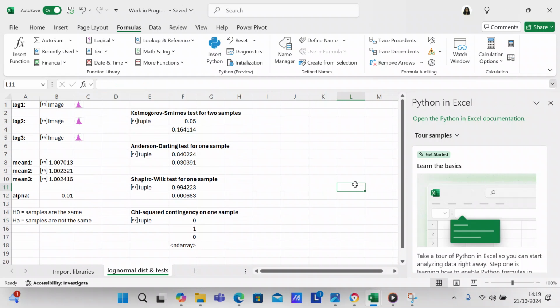So we've covered the log normal distribution, the means of the log normal distribution, the alpha, which is 0.01 in this instance, null hypothesis, alternate hypothesis. We've covered the Kolmogorov-Smirnov test for 2 samples, Anderson-Darling test for 1 sample, Shapiro-Wilk test for 1 sample, and a chi-squared contingency for 1 sample. But the only 2 tests that I was really happy with were the Kolmogorov-Smirnov test and the Anderson-Darling test.